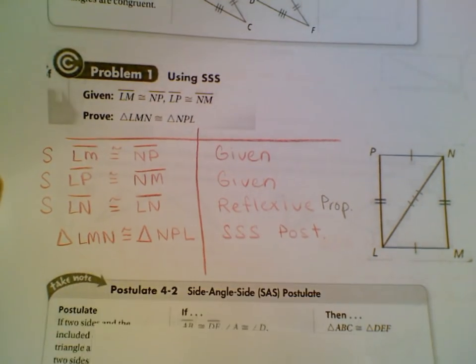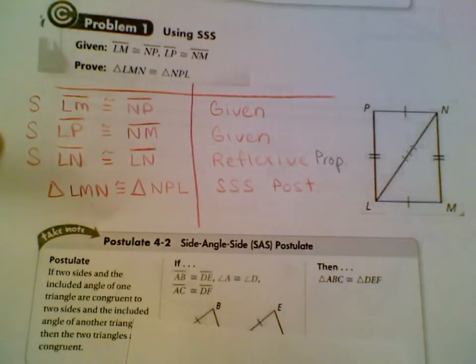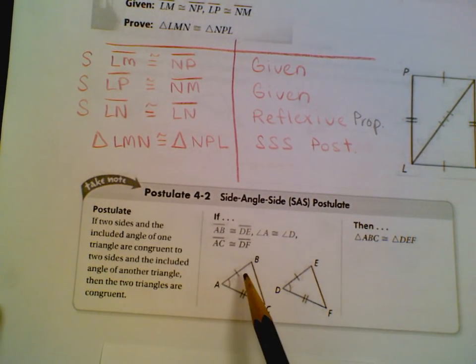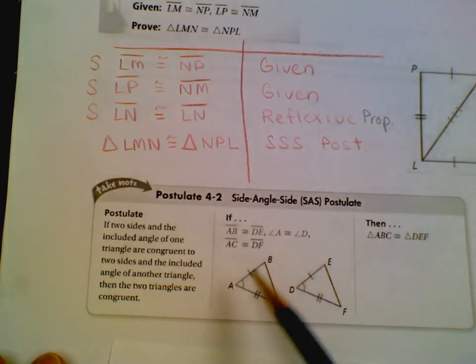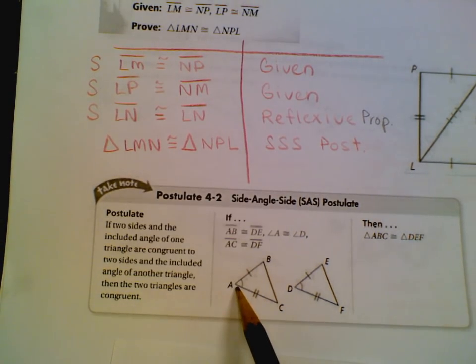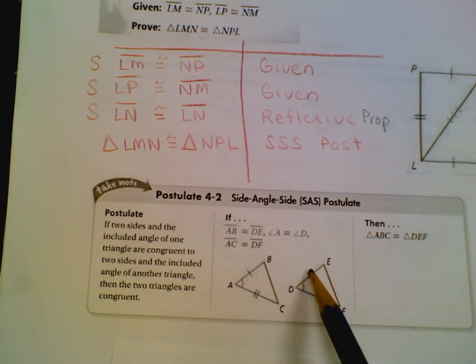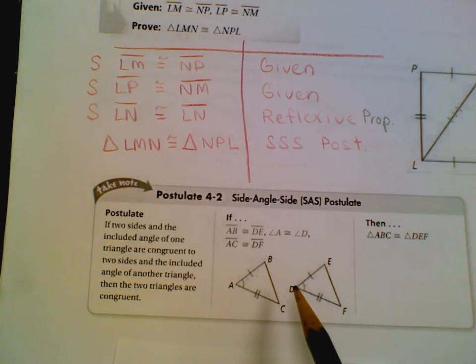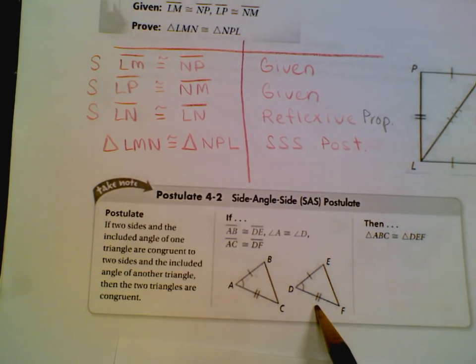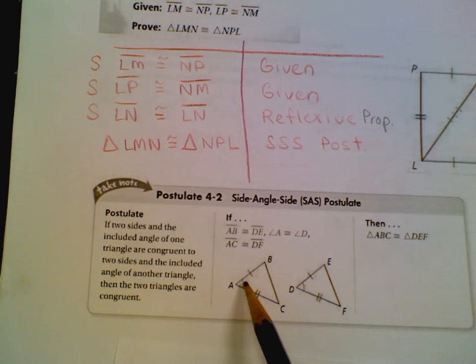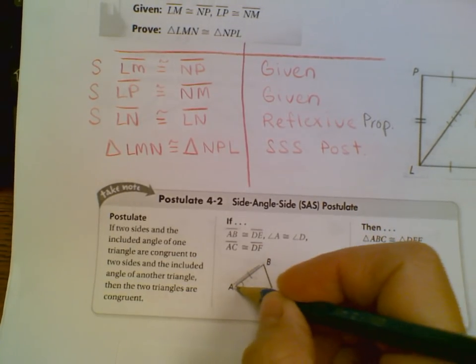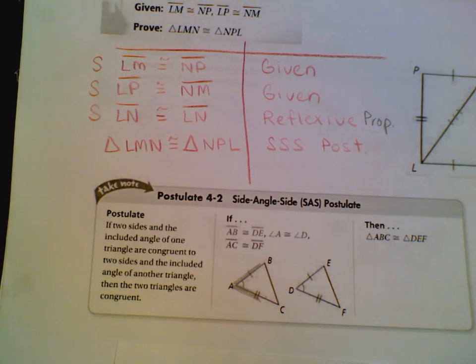Okay, the other theorem or postulate we're going to do is side angle side. What that says is if you have two sides and the included angle of one triangle congruent to two sides and the included angle of another triangle, then these two triangles are congruent. So what that's saying is I have two pairs of sides congruent. The angle has to be in between the two sides that are congruent. So these two sides that are congruent have to be the rays of my angle.